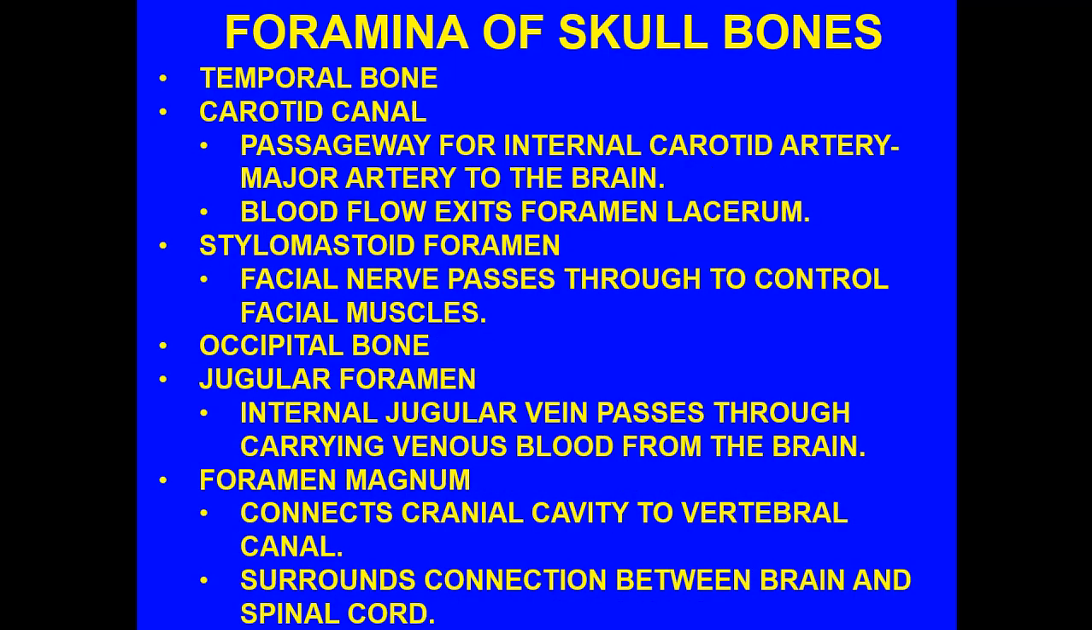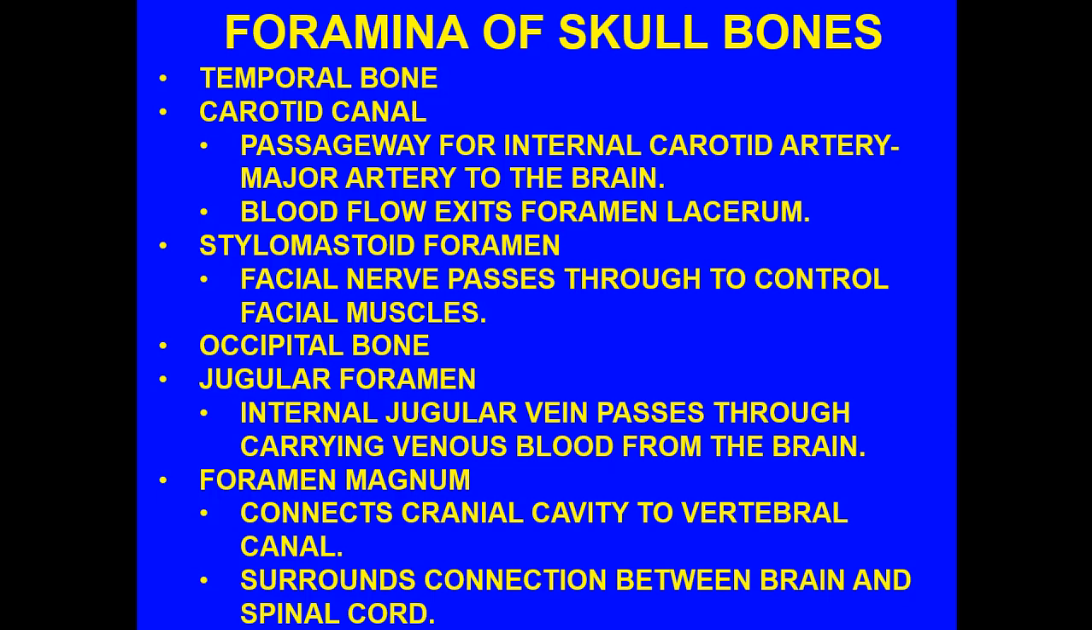When we talk about the temporal bone, we have the carotid canal. This is a passageway for the internal carotid artery, a major artery to the brain. This is where blood flow will exit the foramen lacerum. So what I'm saying to you is this. You have blood going into the brain by the carotid canal and leaving by the foramen lacerum. Stylomastoid foramen. This is where you have a facial nerve that passes through to control facial muscles.